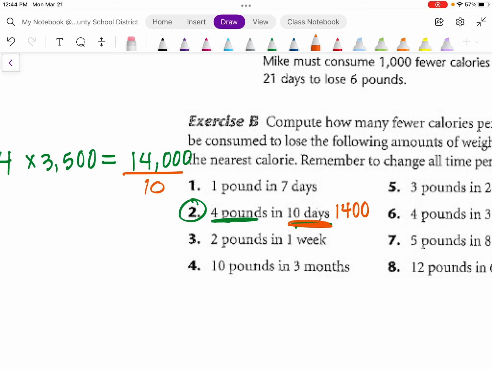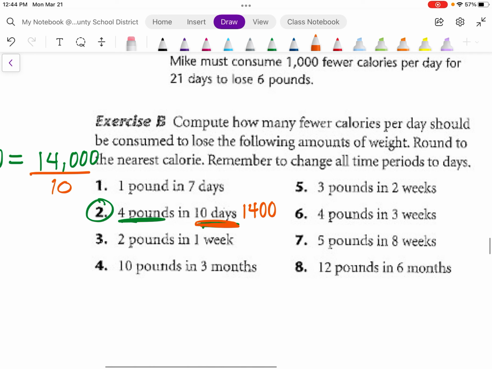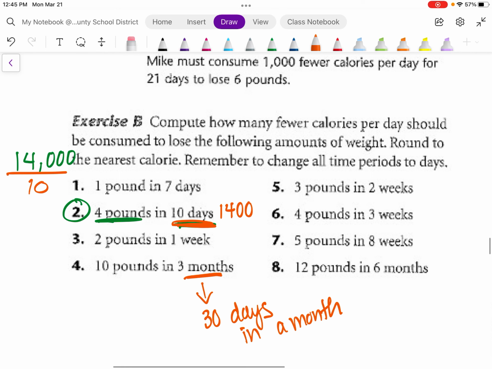Okay, and that's how you're going to complete those examples. Multiply the number of pounds that they are trying to lose by 3,500 and then divide by the number of days that are involved. For the months, please assume that each month has 30 days. I know that some have more or less, but we're just going to go with 30 to make it easier.